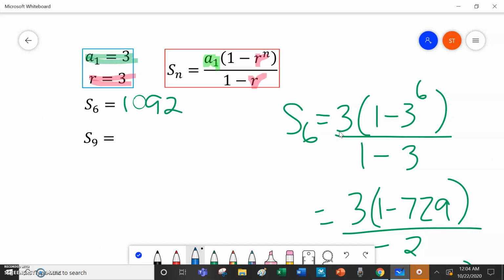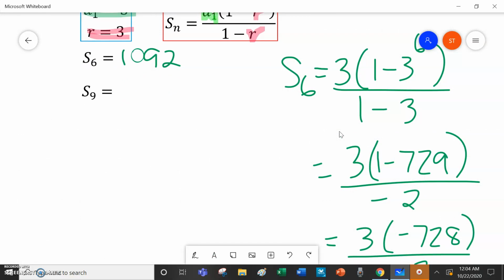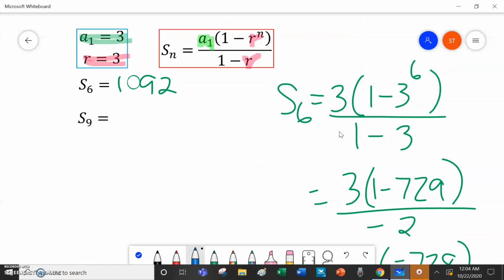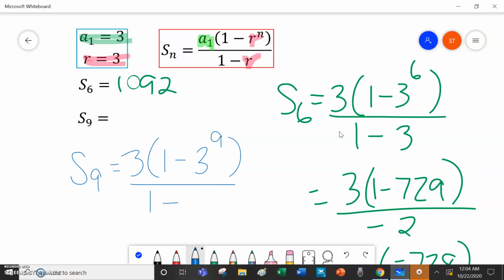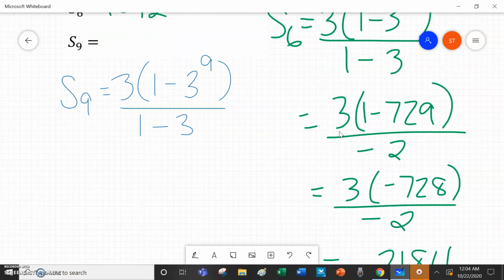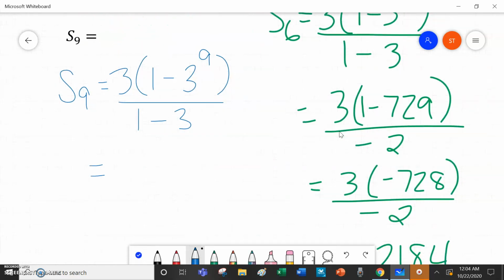So now I'm going to do this with the first 9 terms of this sequence. I'm going to add them all up. So follow my formula. This time the sum of the first nine terms equals a1, which is 3, times 1 minus 3, this time to the 9th power, because my n value has changed, all divided by 1 minus 3. So this time I would like to do 3 to the 9th power. So 3 times 1 minus 3 to the 9th power. I do know the denominator is going to be negative 2.